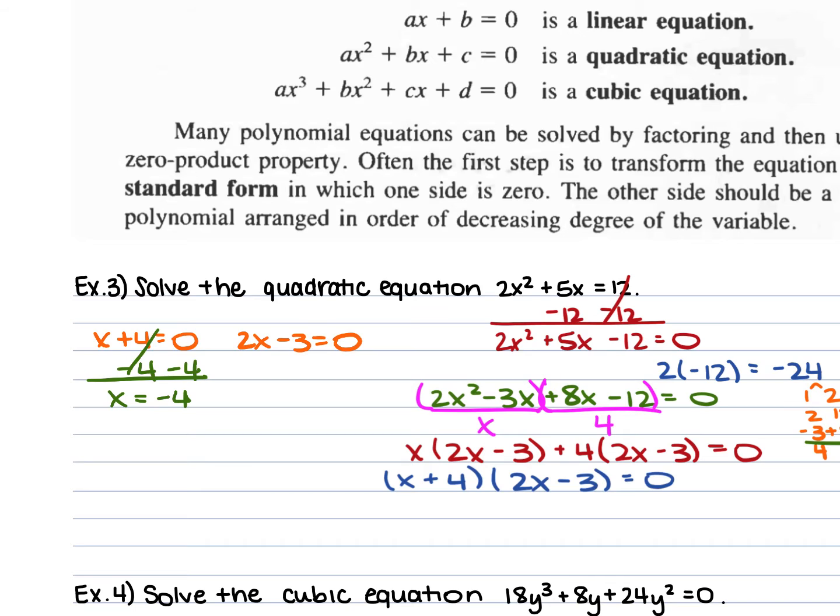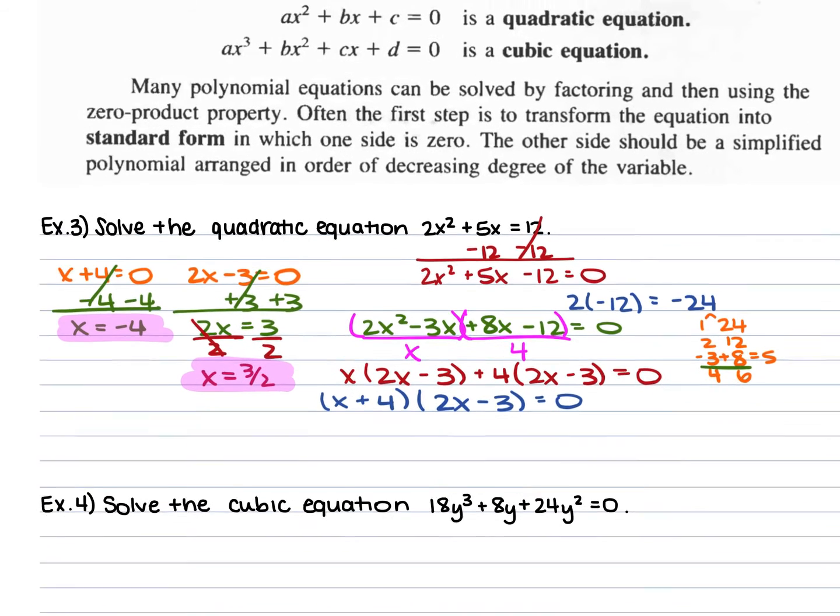You get that x is equal to negative 4. For the 2x minus 3 is equal to 0, add your 3 to both sides. Then divide each side by the 2 to get x by itself. And you have that x is equal to 3 halves. So, the negative 4 and the 3 halves are your two solutions for this one.